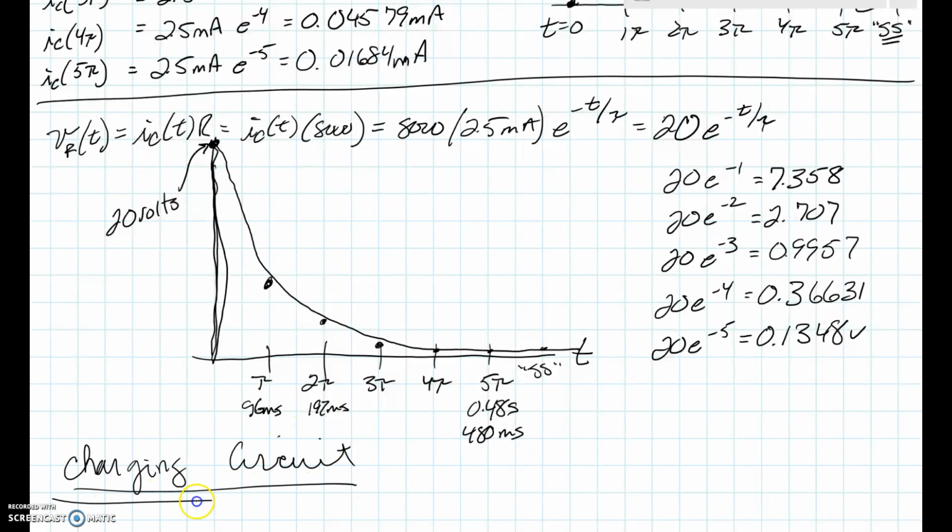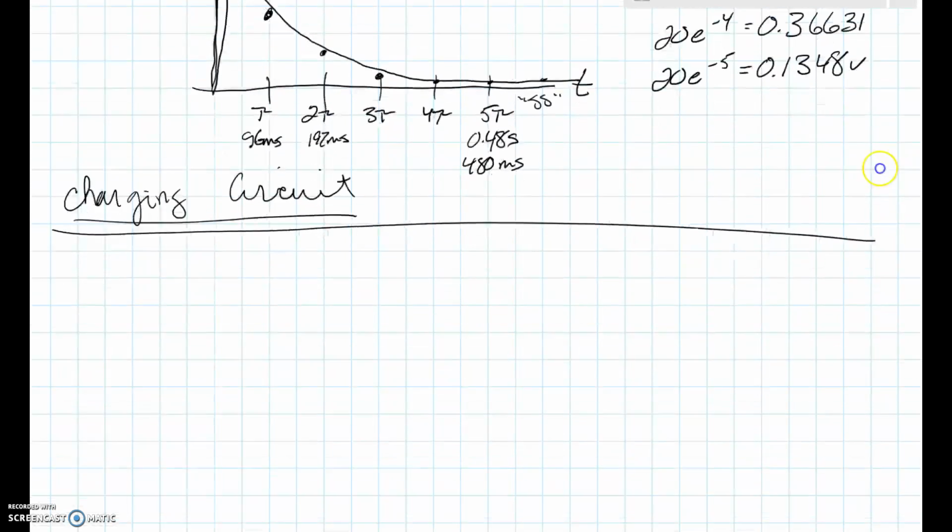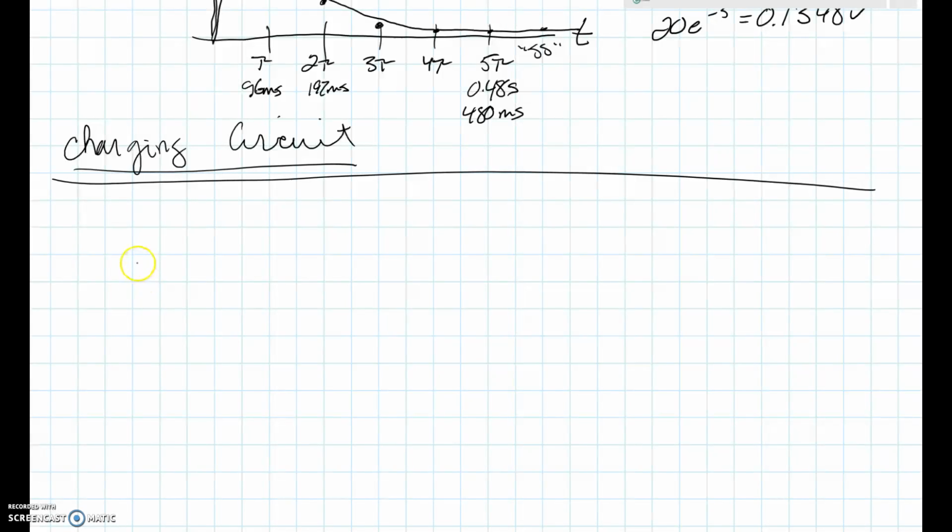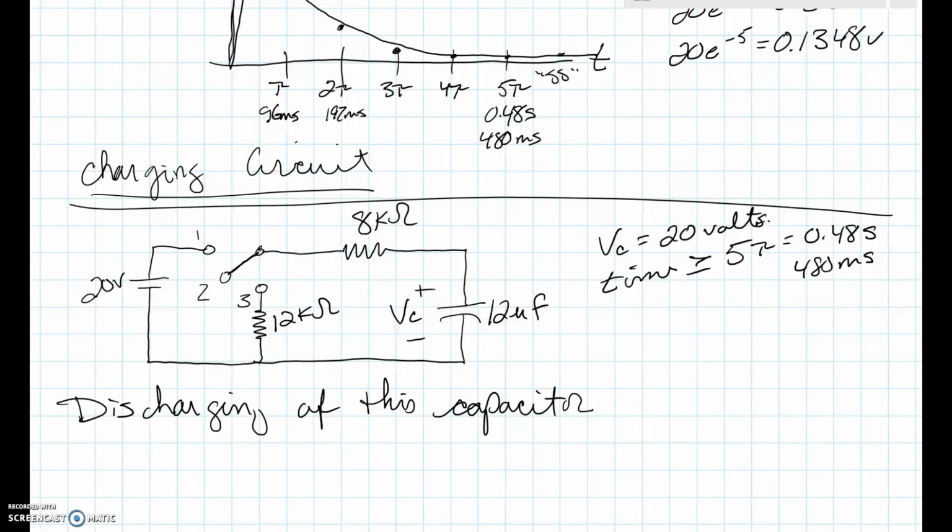Let's go back and see what happens when we go to discharge, what we call discharge, that capacitor. So let's go back to our original circuit. Okay, so now we're going to get to discharging of this capacitor. But before we do that, let's just take our circuit out of this dynamic state for just a moment. And what I mean by that is I have switched that switch to position 2.